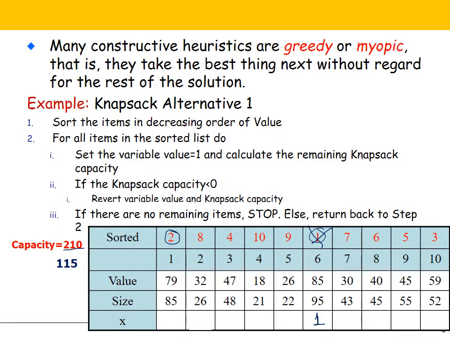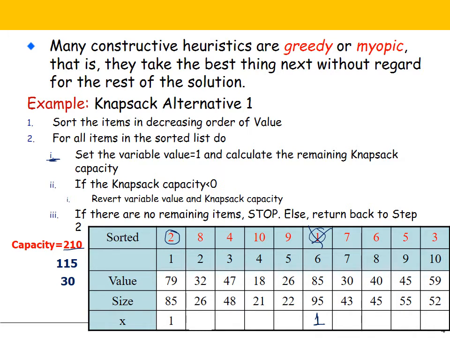Okay, and in this step 2.I, we set the variable value equal to 1. Then we need to calculate the remaining capacity, 115 minus 85. So it makes 30. It means that we can still take this item. It's not less than 0. So we will set this value equal to 1, the remaining capacity will be 30, and then we will return back to step 2 again.